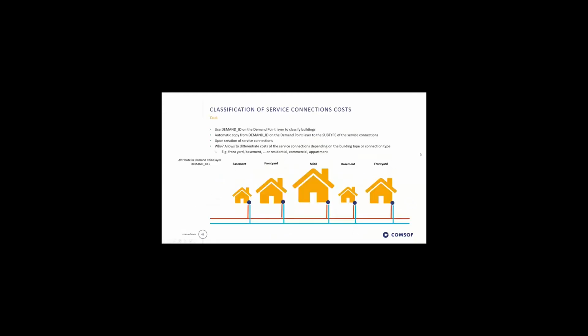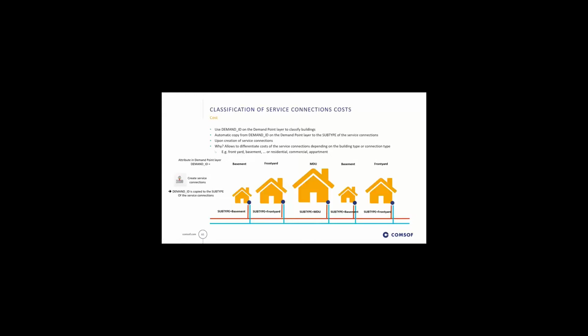The classification of service connection costs: this feature allows you to differentiate costs of the service connections depending on the building type or connection type. So, for example, as you can see in the image, we have a front yard, MDU, basement, these different kinds of buildings, right? So you can differentiate them by using the demand ID attribute on the demand point layer to classify these buildings. Okay, so you can see it here.